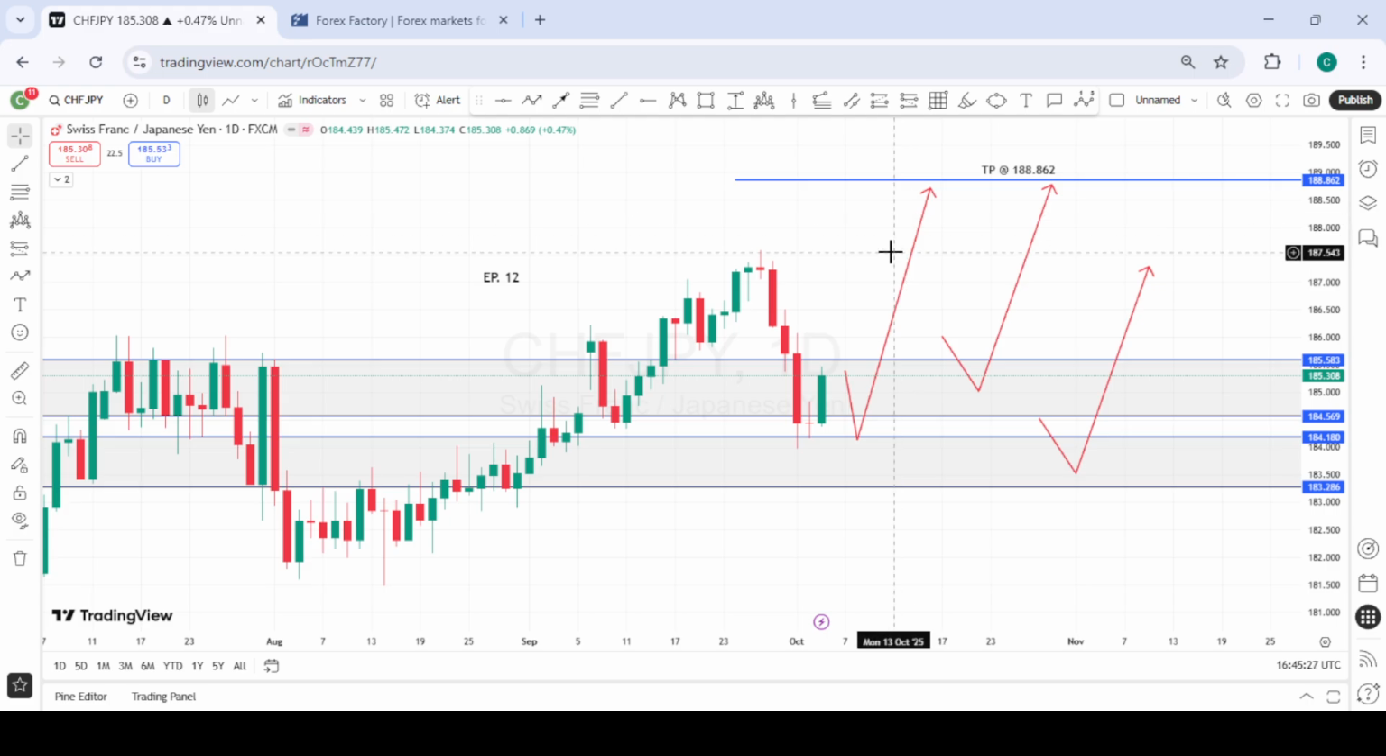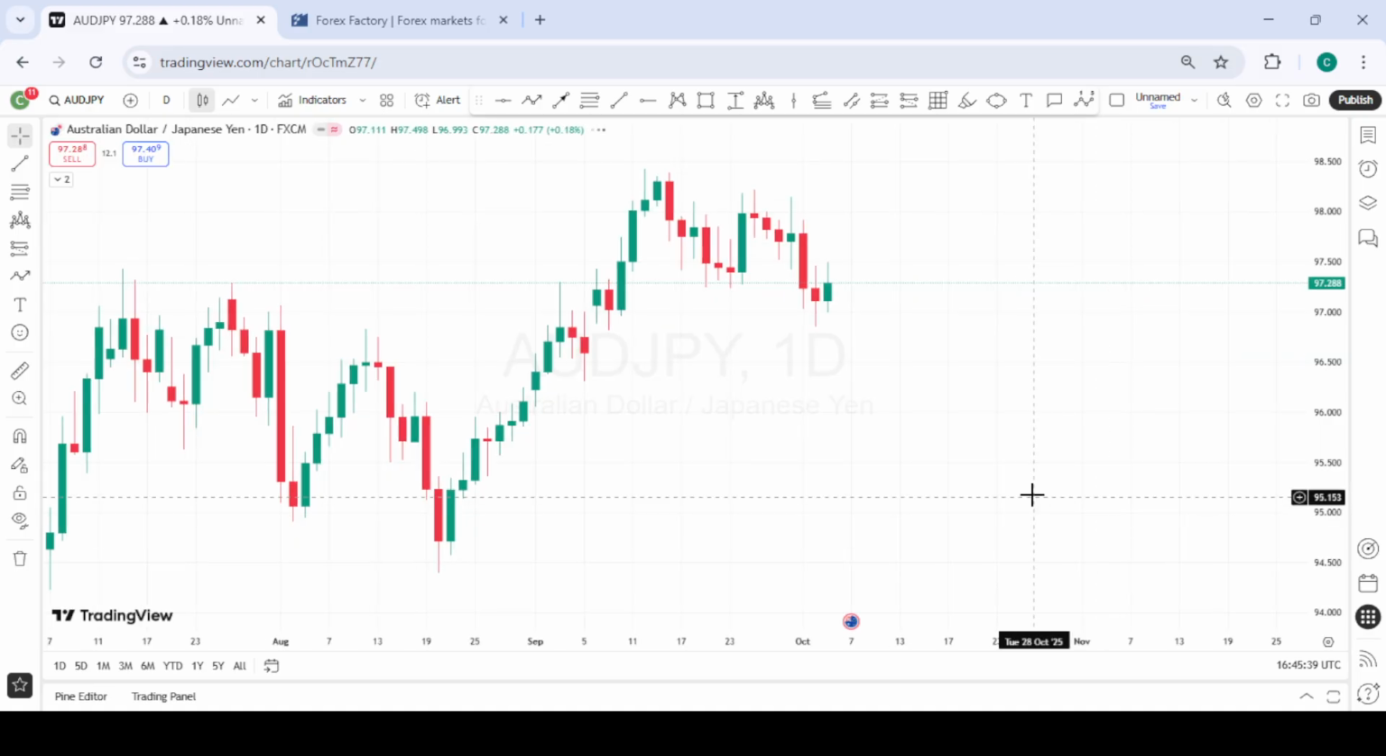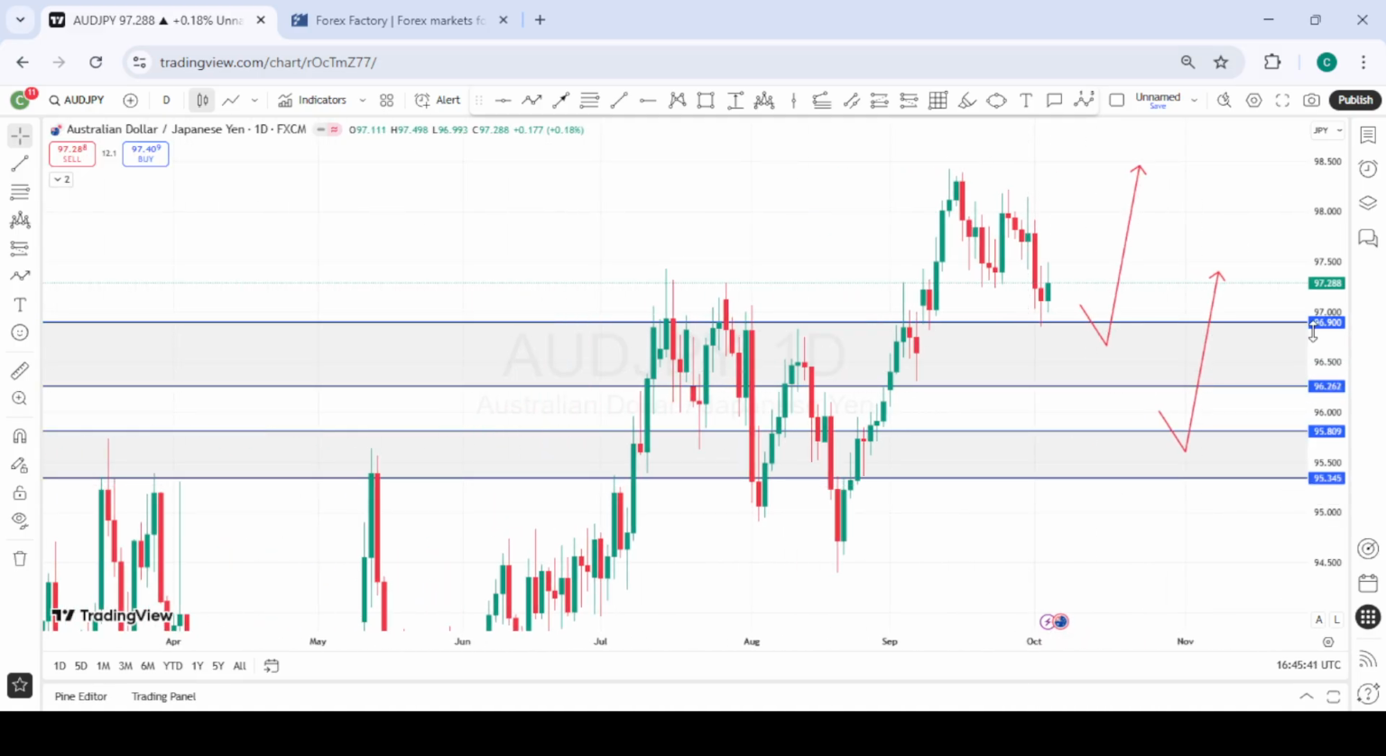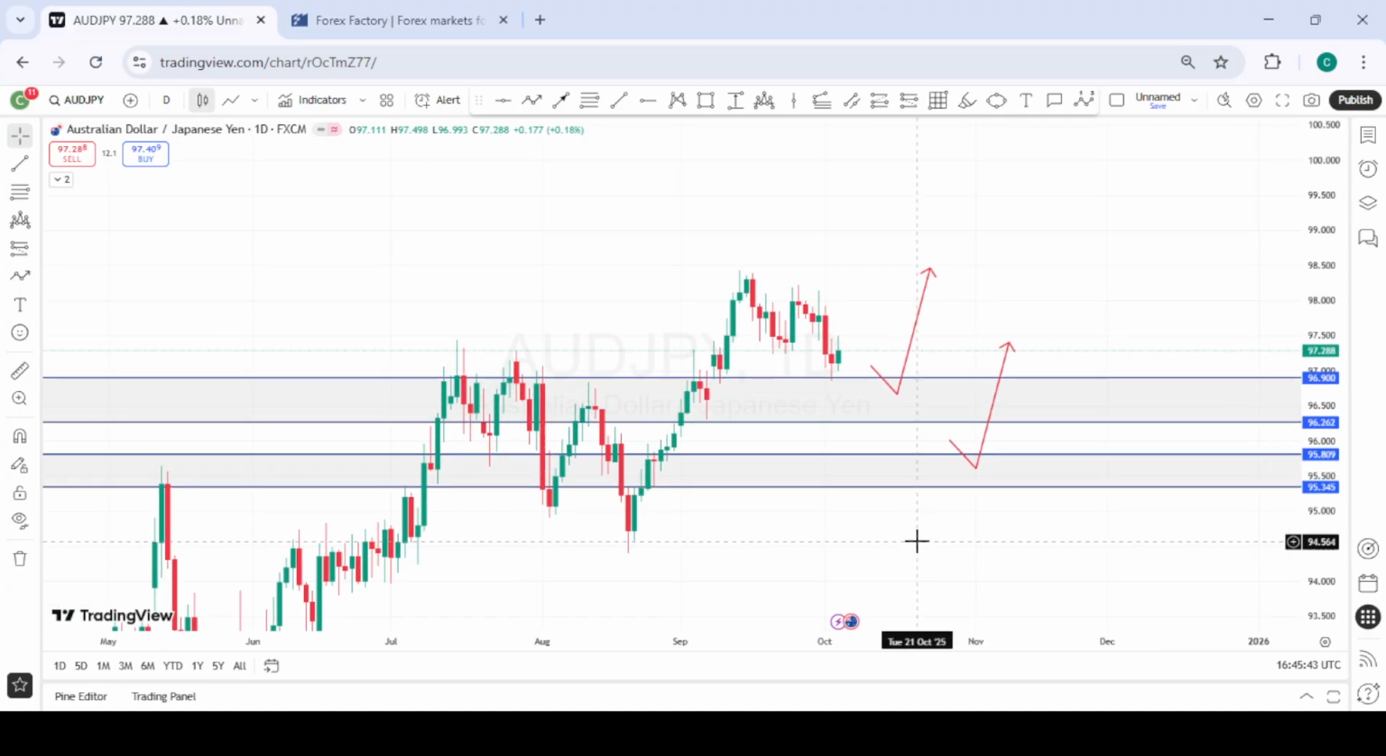Then we're looking for those buys. So this can be violated if we break below the zone and continue the downside move from there. So we are very bullish on the JPY pairs, or the XXX JPY pairs, for the coming week. We have here AUDJPY, and AUDJPY too is extremely bullish.